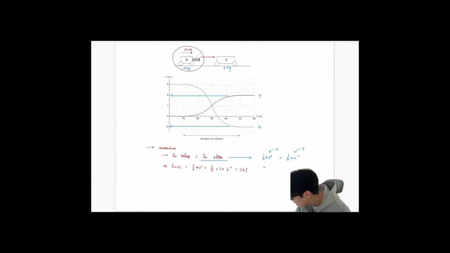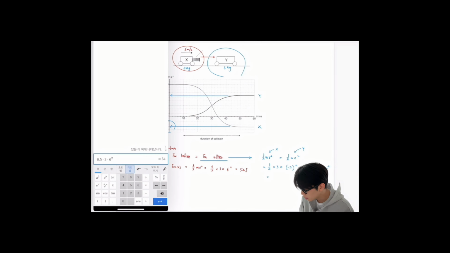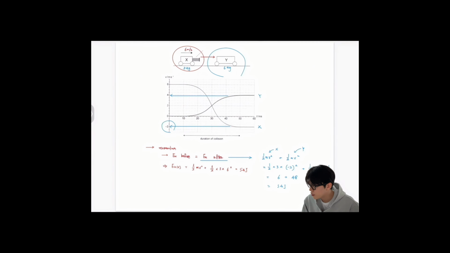So we have to substitute the numbers: half times mass of the X, which is 3 kilogram, times velocity, which is in this case -2. You can substitute -2 or +2, doesn't matter. And half times mass for Y, which is 6 kilogram, times the velocity, which is 4 squared in this case. Just make sure that you use the calculator all the time to minimize errors. Which is 6 in this case plus half times 6 times 4 squared, which is 48. So that goes to 54 joules. Then we now confirm the kinetic energy before is equal to the kinetic energy after, because they both have 54 joules.